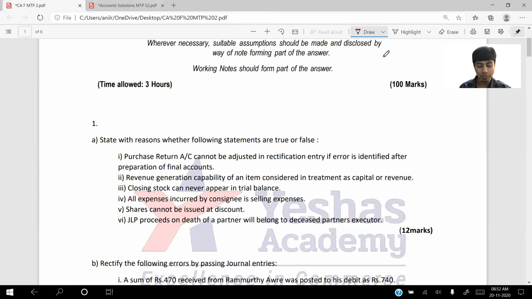Closing stock can never appear in trial balance. You might jump in and say, sir, this is false, sir. Closing stock can never appear.